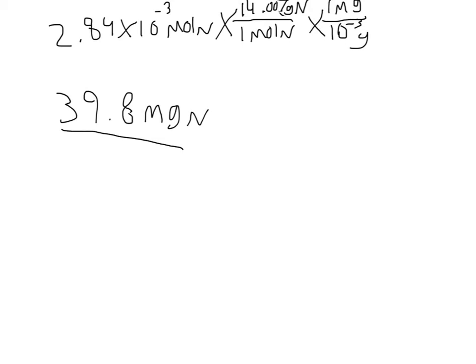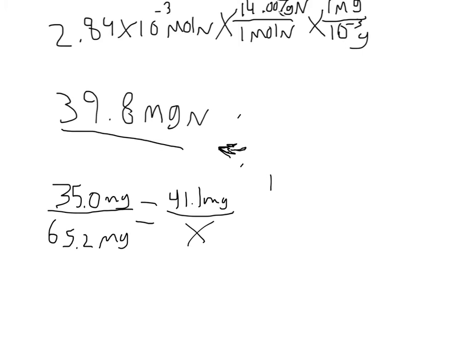So what I'll do next is, since I have the information for the bigger sample, I'm going to use that sample and set up an equation to solve for milligrams of H2O. I know that the 35 milligram sample of the compound produced 41.1 milligrams, and the second sample is 65.2 milligrams, and that's the one I want to use. So I set up an equation to solve for x, being the milligrams of H2O made from the 65.2 milligram sample.